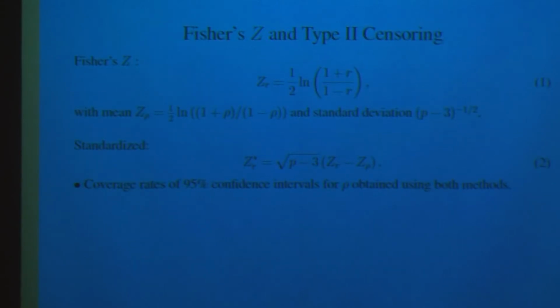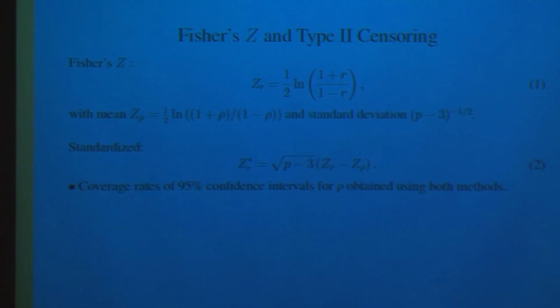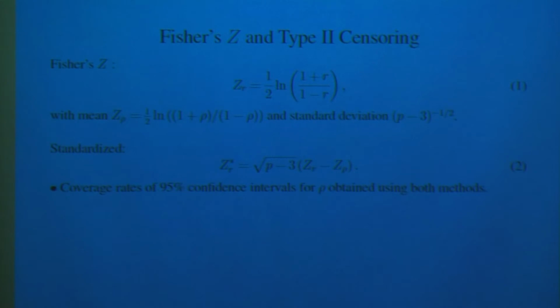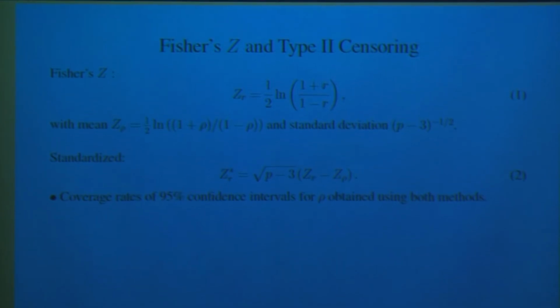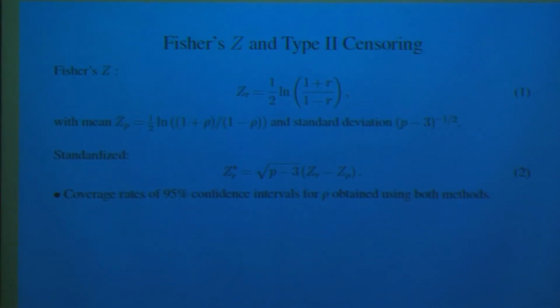So I mentioned Fisher's Z a lot so far. This is the actual formula for it, and the statistic has the mean and standard deviation given there. We're interested in the sampling distribution of a standardized version of this. So we were using a standard normal approximation as our baseline, and that's the formula for that.